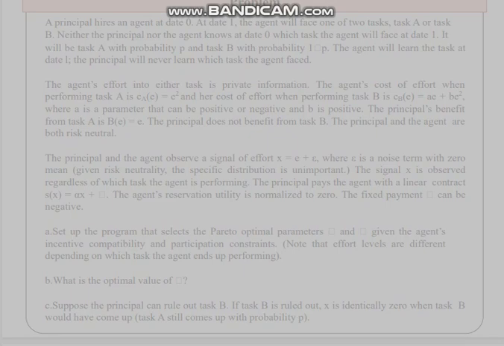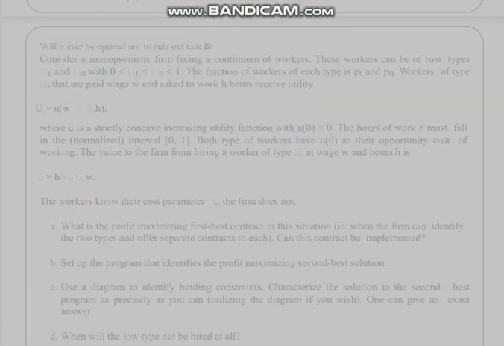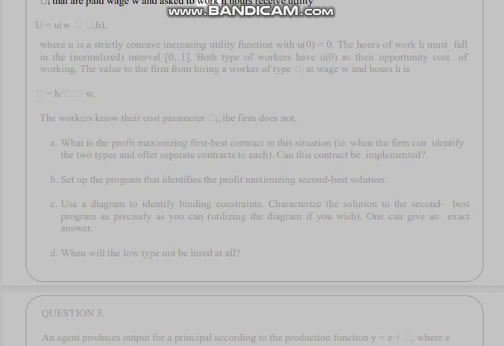Consider a monopolistic firm facing a continuum of workers. These workers can be of two types, L and H, with 0 < theta_L < theta_H < 1. The fraction of workers of each type is p_L and p_H. Workers of type i that are paid wage w and asked to work h hours receive utility U equal to u(w - theta_i h), where u is a strictly concave increasing utility function with u(0) equal to 0. The hours of work h must fall in the normalized interval [0, 1]. Both types of workers have u(0) as their opportunity cost of working.